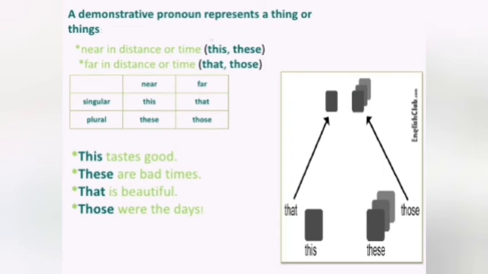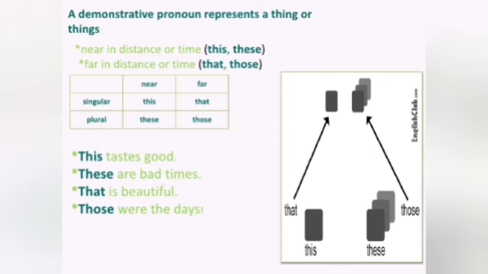Next, a demonstrative pronoun represents a thing or things near in distance or time. Now look here. When we use this, that means it is near to us, and that means far away from us. These is the plural form of this, and those is the plural form of that. When you say those, that means which are far away, as you can see in the picture. Those and that are far away things, whereas these and this are close to us or attached to us.